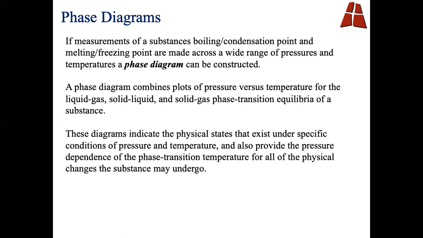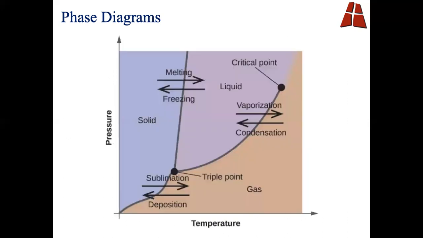These diagrams also indicate the physical states that exist under specific conditions of pressure and temperature. So for example, if I were to give you a specific temperature of 200 degrees Kelvin and a pressure of 400 kilopascals, then you could locate that point on a phase transition chart and be able to tell me what phase something is. You can also look at the pressure dependence of phase transitions as well as the temperature dependence for all of the physical changes that a substance may undergo. And so that's what that means in text.